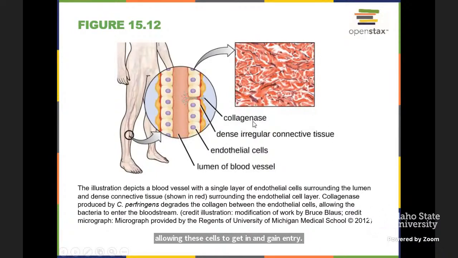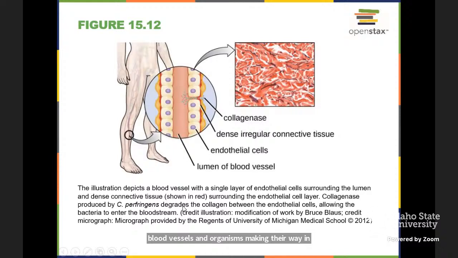Collagenase is another enzyme with a similar sort of idea. In this instance, it's allowing it to break down collagen, connective tissue, making its way potentially into the vascular system, as we see here, the blood vessels and organisms making their way in.